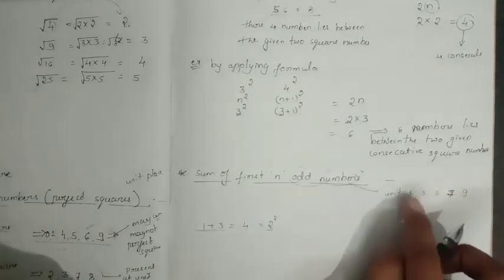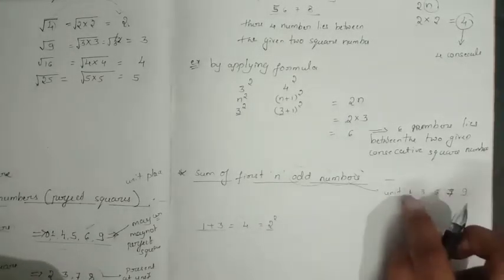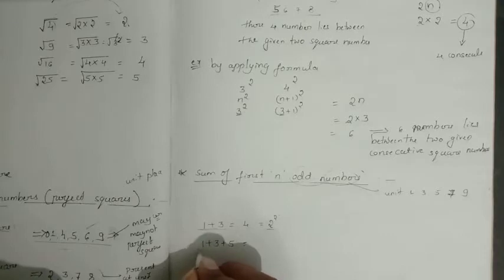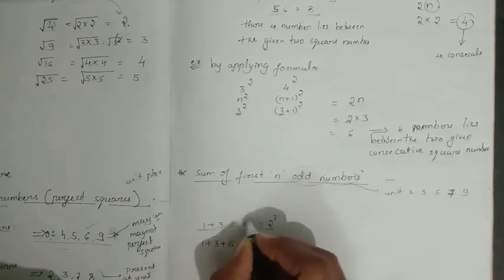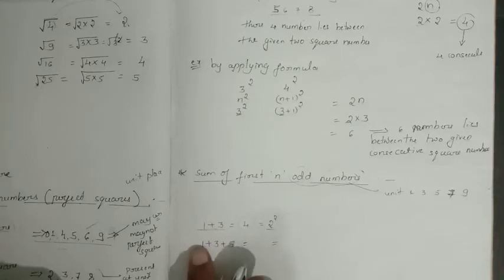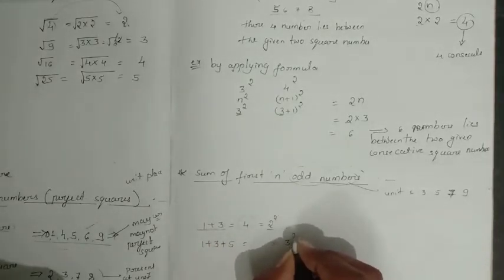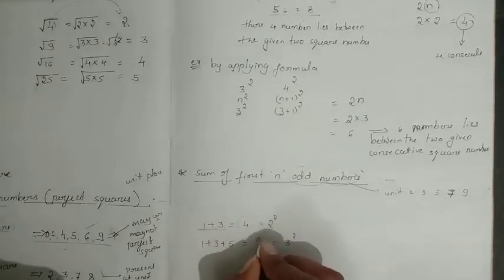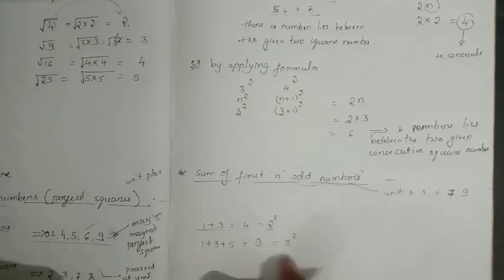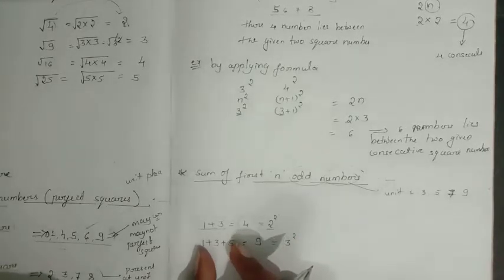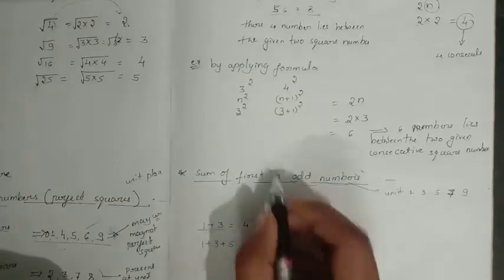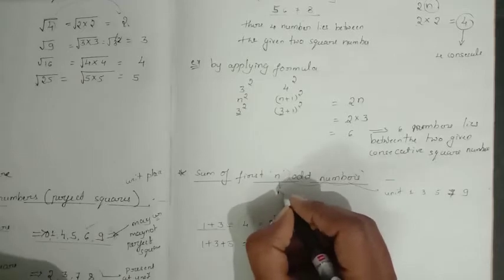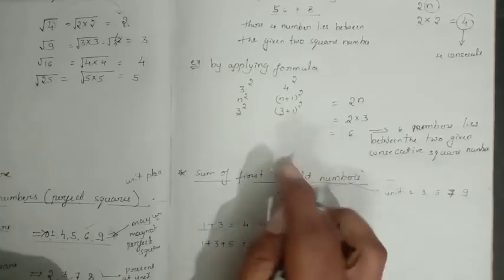For example, 1, 5, 7 you can't do, as it is not continuous. Take 1, 3 and 5. So 1 plus 3 plus 5. I will not add directly; I will first count how many odd numbers there are: 1, 2, 3. So it is 3 square. Now check whether it is right: 5 plus 3 is 8, 8 plus 1 is 9. So directly you are able to say the square of the sum of odd numbers using n, which is the count of how many odd numbers you are using.